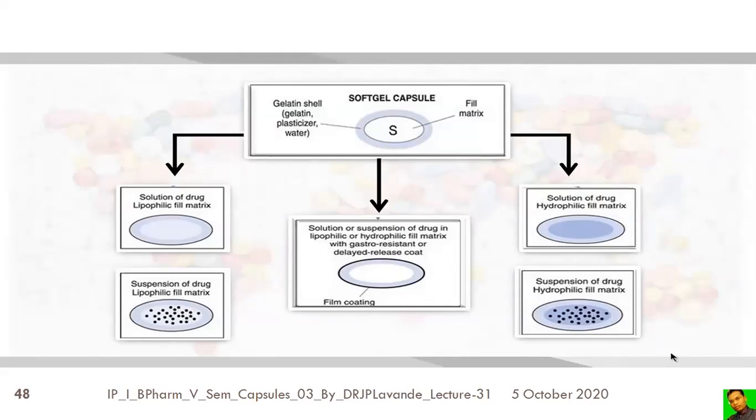We can go for entrapping a solution of the drug in a lipophilic film matrix, a suspension of a drug in a lipophilic film matrix, a solution of a drug in a hydrophilic film matrix, and a suspension of a drug in a hydrophilic film matrix. A solution or suspension of a drug in a lipophilic or hydrophilic film matrix with a gastro-resistant or delayed release coat can be given, and the soft gelatin capsules can be produced with the help of a method which is said to be film coating.